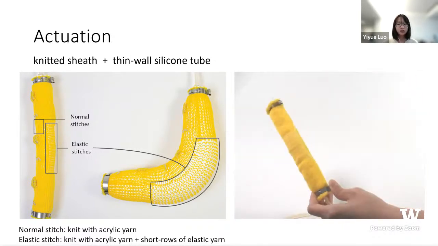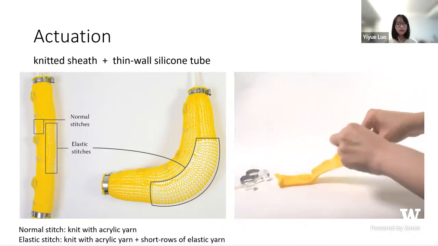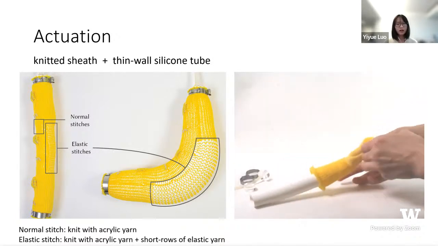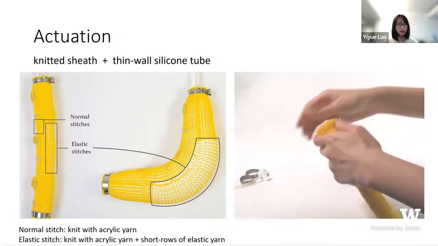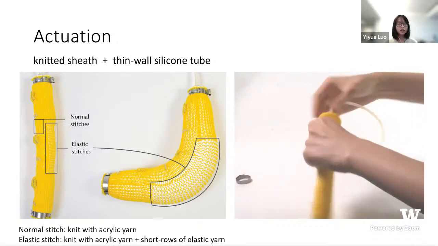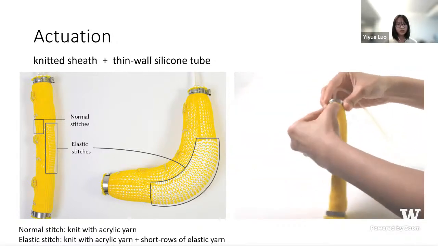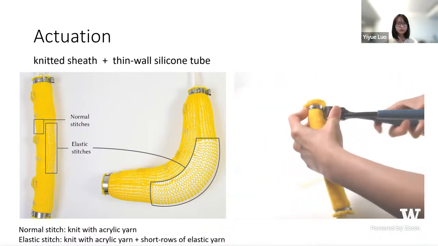So we then wrap the knitted sheath over the silicone tube and anchor both ends of the wrapped tube by clamps. And when the silicone tube is inflated, the elastic stitches at the back side of the tube tend to extend more than the non-elastic stitches at the front. And this will force the silicone tube to bend forward.